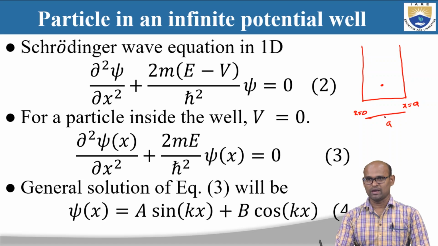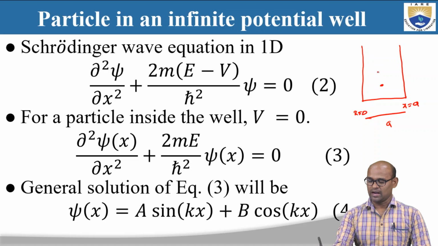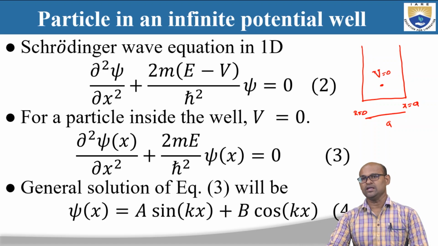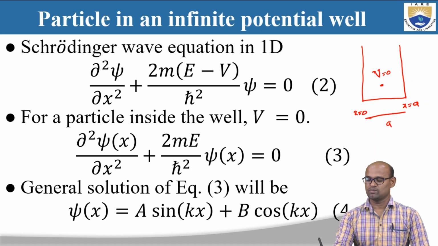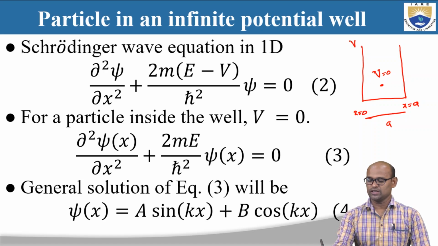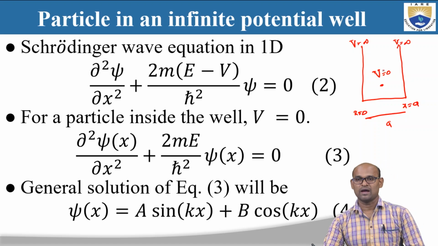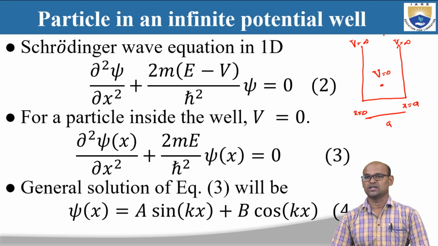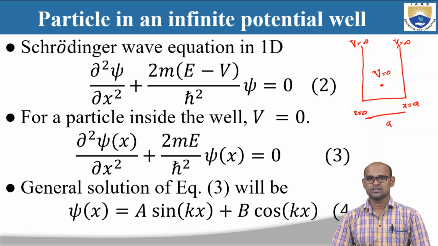So this is in only one dimension, and this is the particle that is trapped in the infinite potential well, where the potential is 0 inside the box. That means the particle is free inside the box, so it can freely move inside the box, and at the boundaries the potential is infinite. That is why we are saying that the particle is trapped in an infinite potential well. Inside it can move freely, but it cannot cross the boundaries, because the potential is infinite at the boundaries.